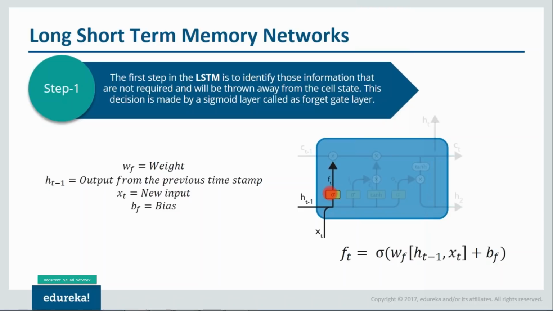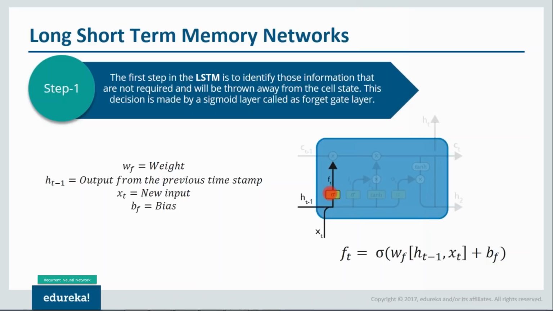1 represents completely keep this, while a 0 represents completely get rid of this. Now if we go back to our example of a language model trying to predict the next word based on all the previous ones, in such a problem, the cell state might include the gender of the present subject so that the correct pronouns can be used.